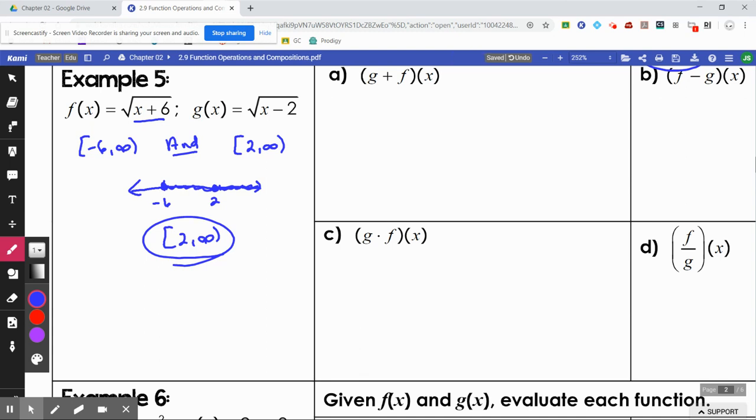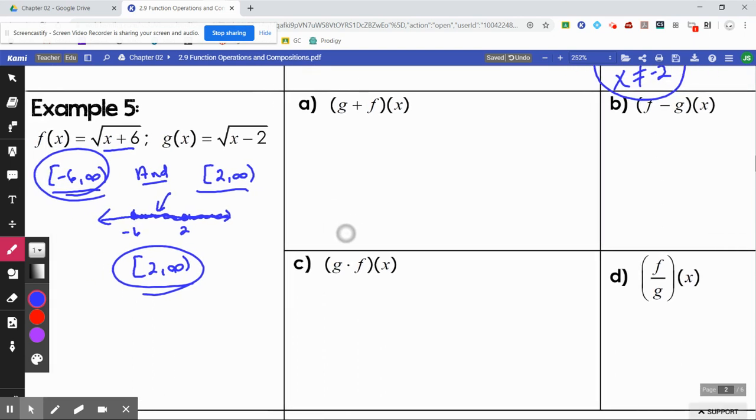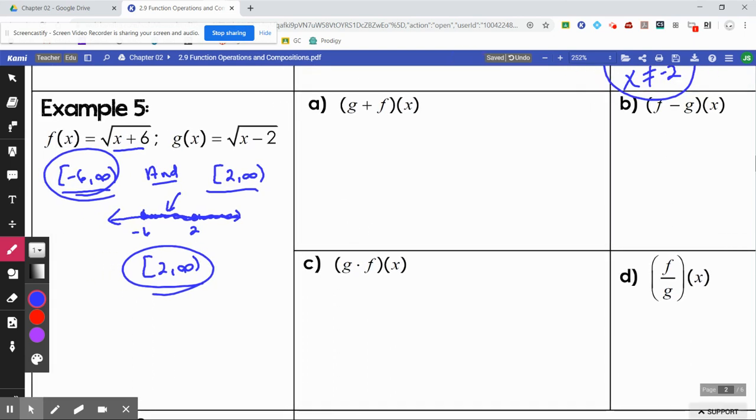So since it must be true for both, these values right here do not satisfy both. It only satisfies this one, so we've got to throw those out and only include the values in our domain that satisfy both. So now it's pretty easy. g plus f would be root x minus 2 plus root x plus 6.